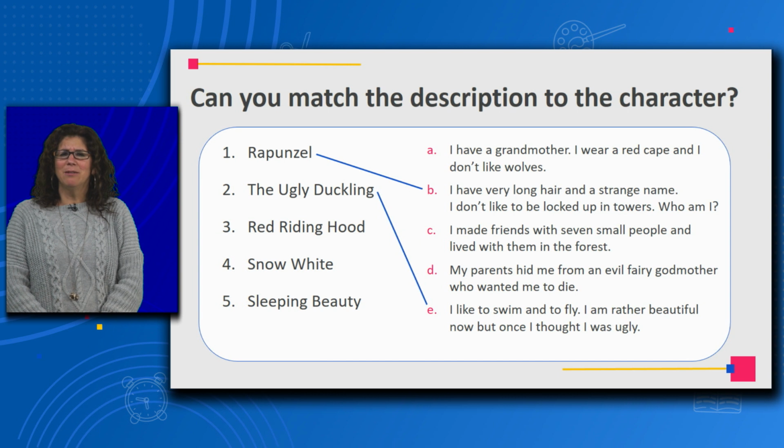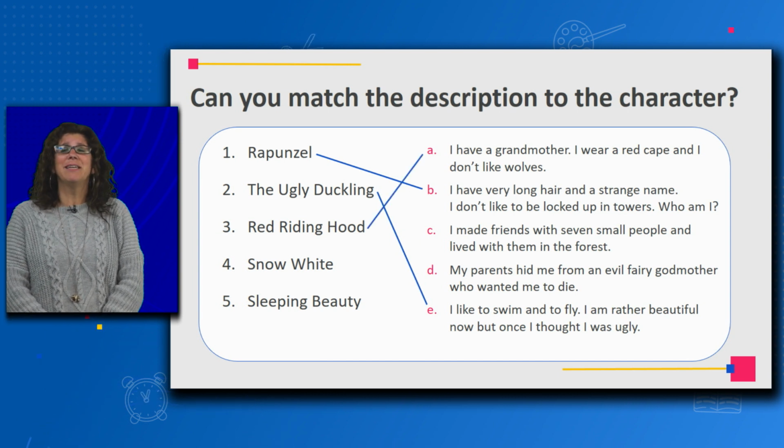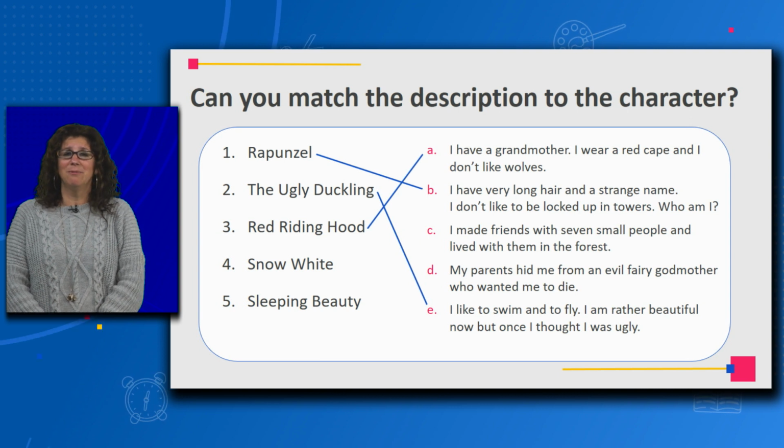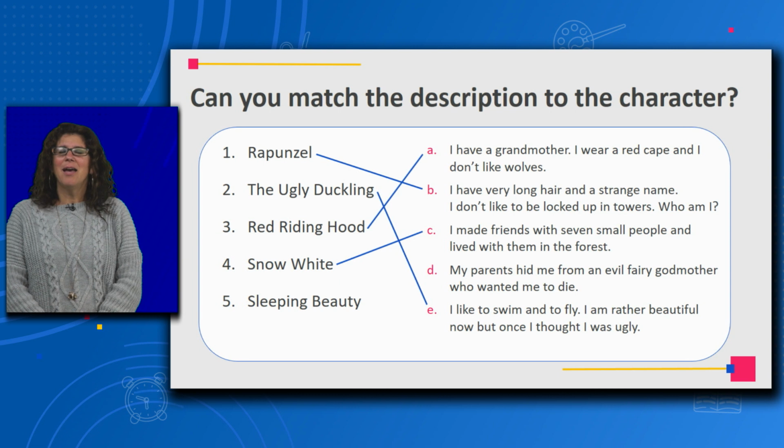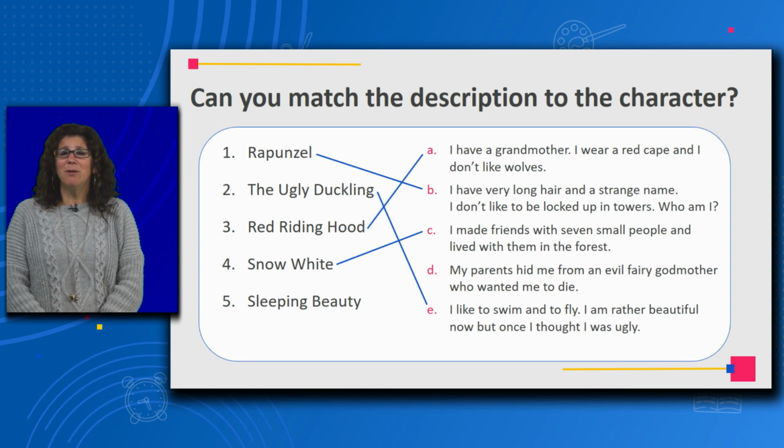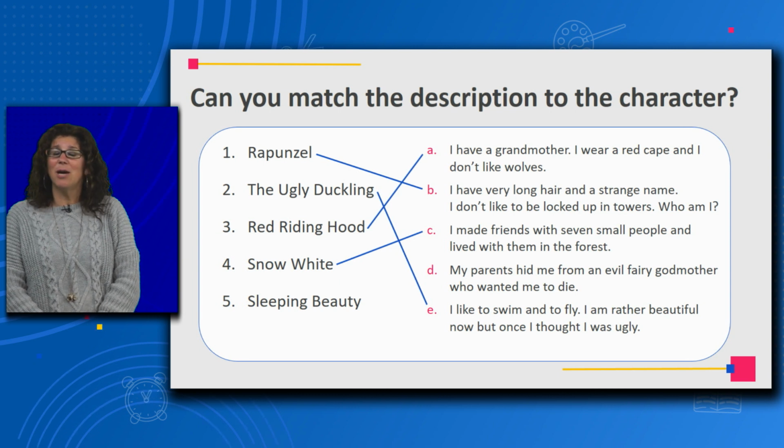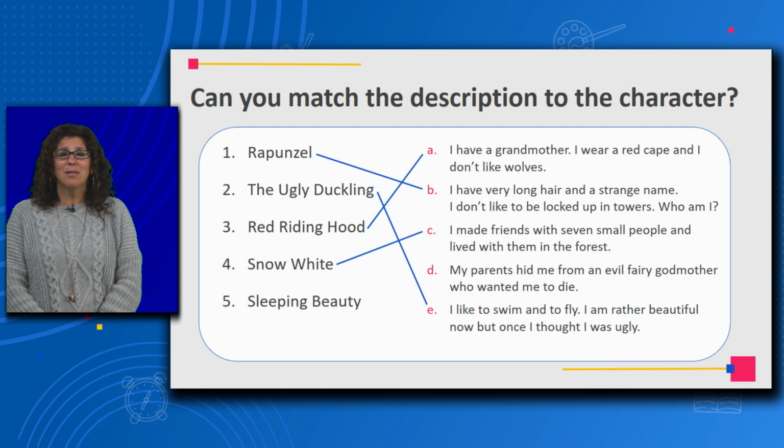Red Riding Hood. That one was obvious. I have a grandmother, I wear a red cape, and I don't like wolves. The next one is also pretty easy. I made friends with 7 small people and lived with them in the forest. That would be Snow White. And the last one is the story of Sleeping Beauty, whose parents hid her from an evil fairy godmother who wanted her to die.